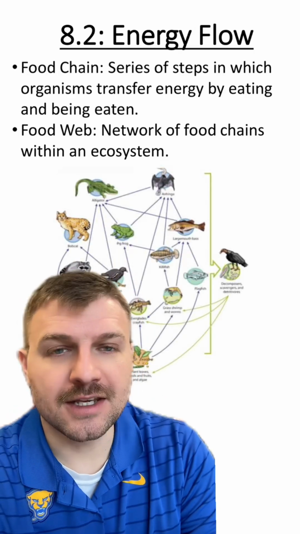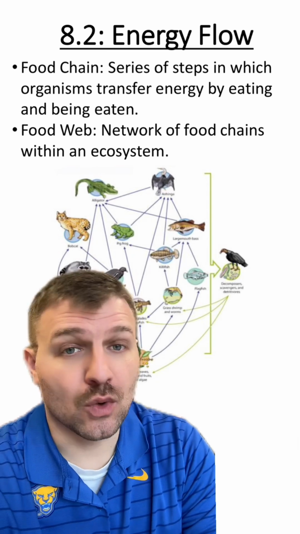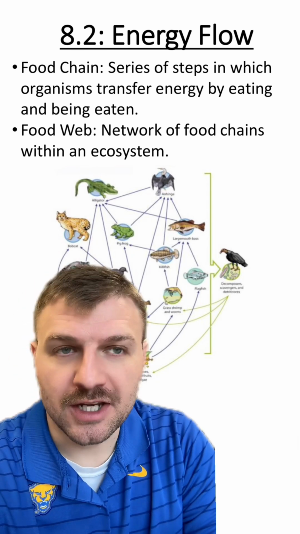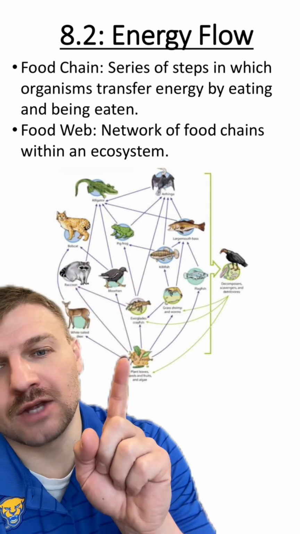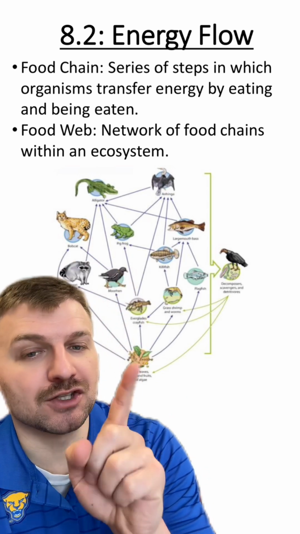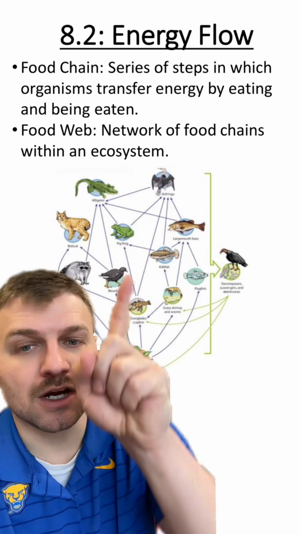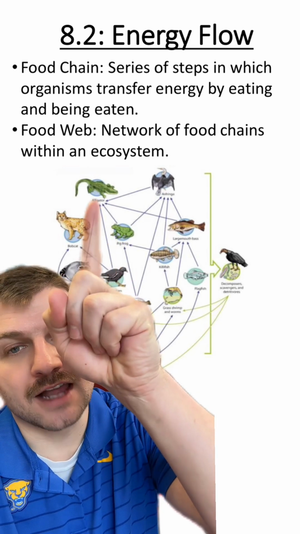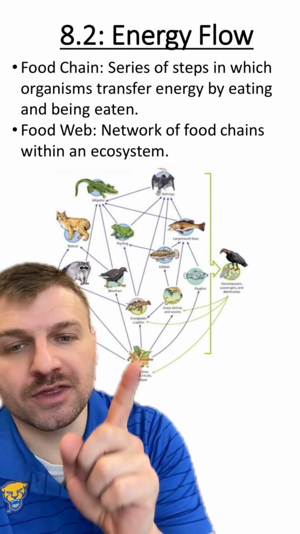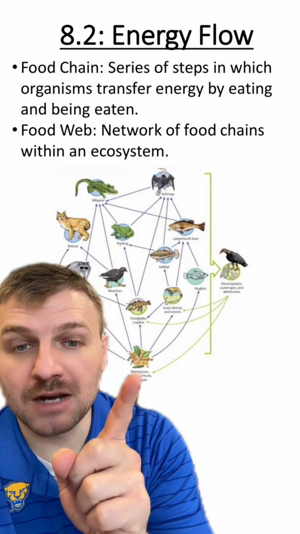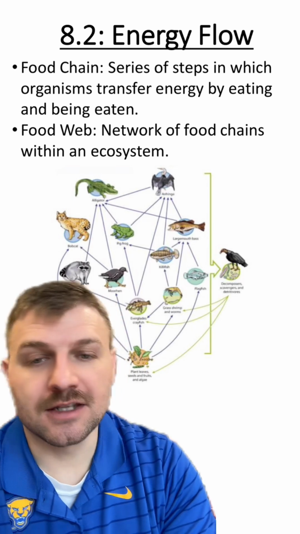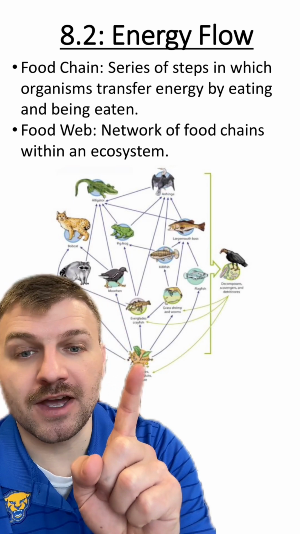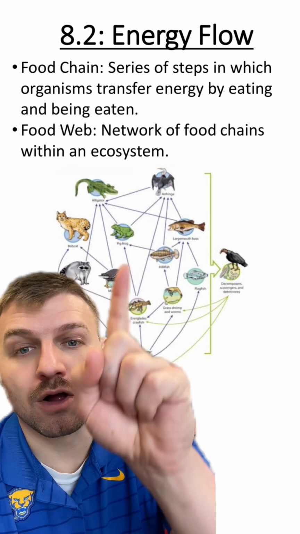A food chain is a linear sequence of events or steps in which organisms transfer energy by eating or consuming each other. An example of a food chain would be going from the bottom with vegetation, to the crayfish, to the frog, and then to the alligator. This food chain is showing the energy transfer between the bottom and the top. The arrows show that transfer of energy, going from the bottom all the way up.